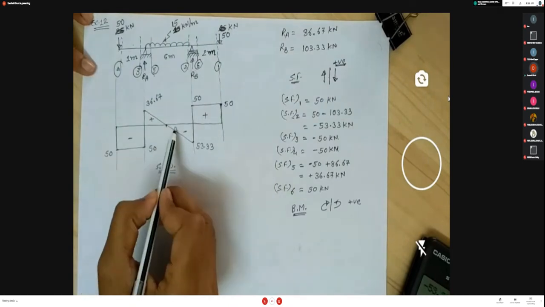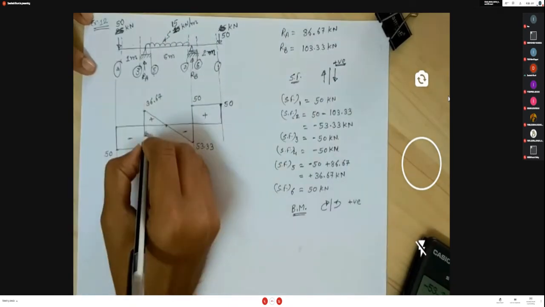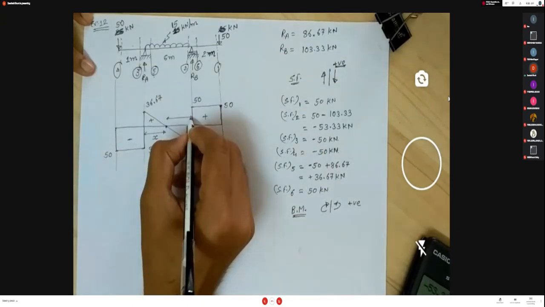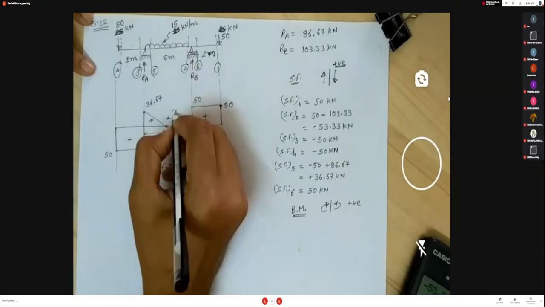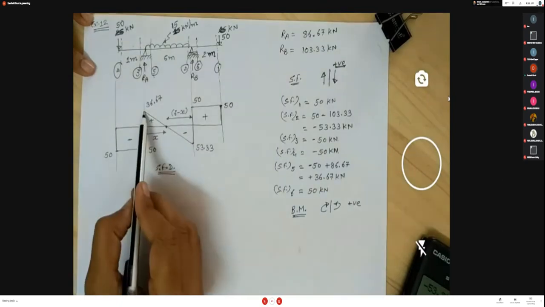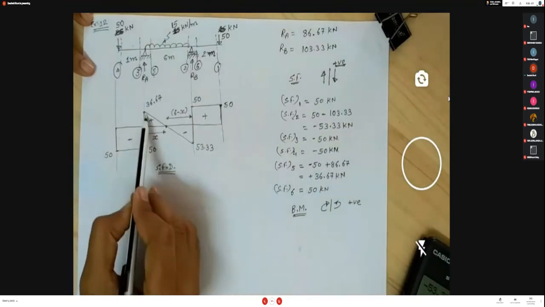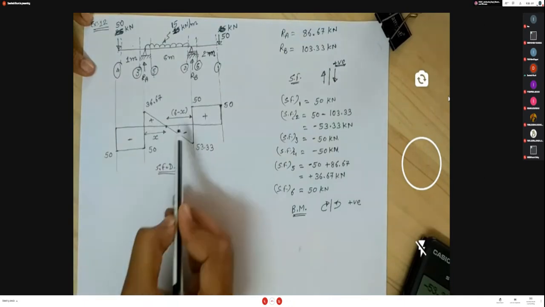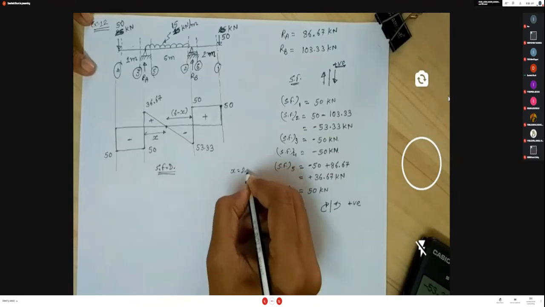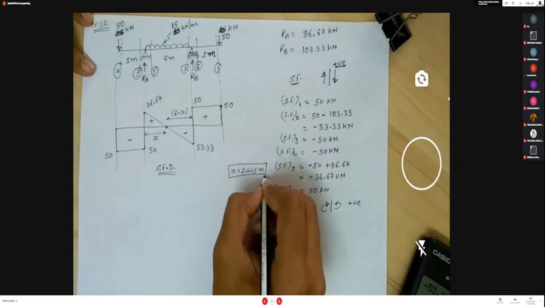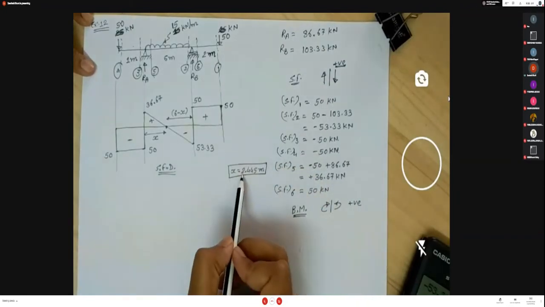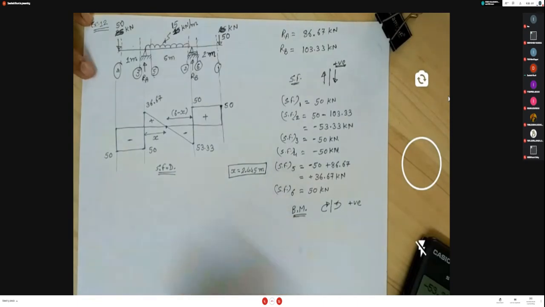So using the similar property of these two triangles, consider this distance is x. The total distance is 6, so this remaining distance is 6 minus x. Now using the similar triangle property in these two triangles, you have to find this x distance. So you get x is 2.445 meter. That means you also have to calculate the bending moment value at 2.445 meter.